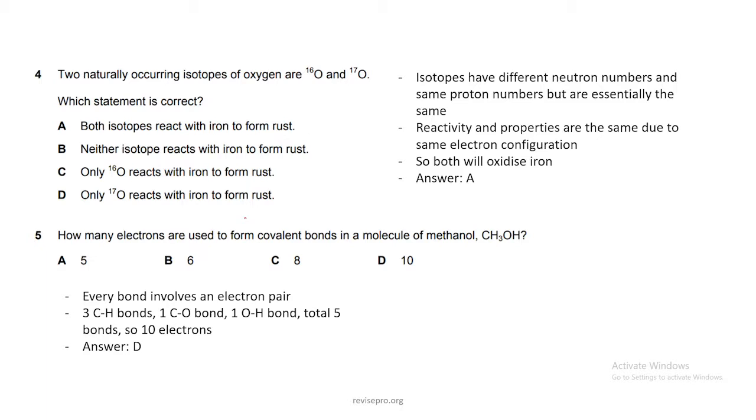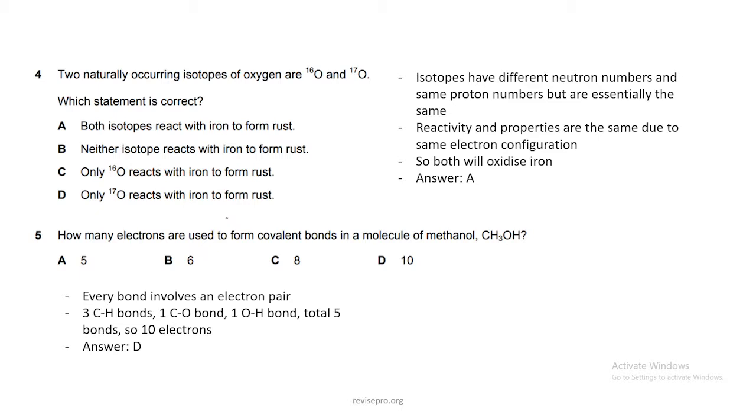Two naturally occurring isotopes of oxygen are oxygen 16 and oxygen 17. Which statement is correct? To answer this question, we need to know what isotopes are. Isotopes are atoms of the same element, which means they have the same proton number, but different neutron numbers. Essentially, they are the same element because they have the same number of electrons and the same configuration of electrons in the shells outside the nucleus. So the reactivity, the properties and the way it interacts with other molecules are exactly the same.